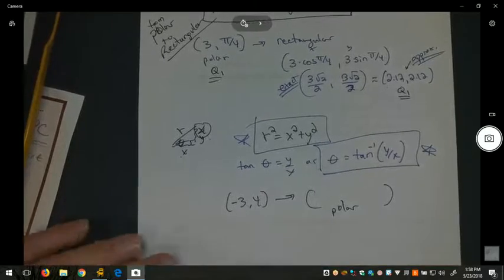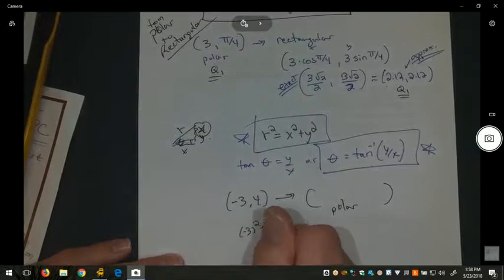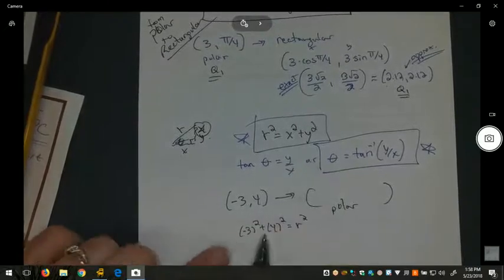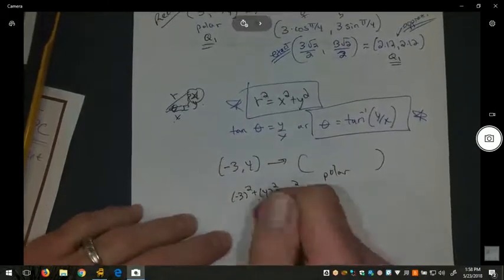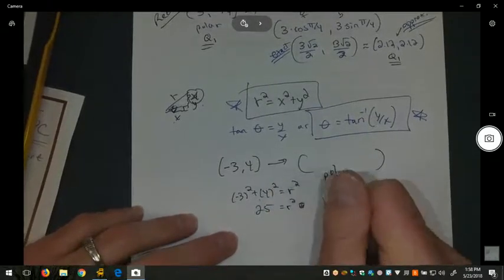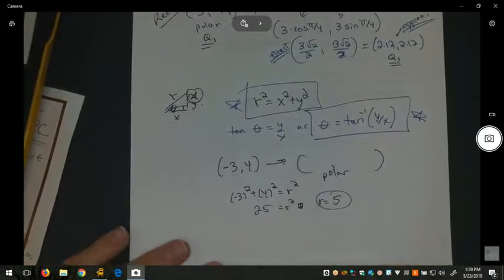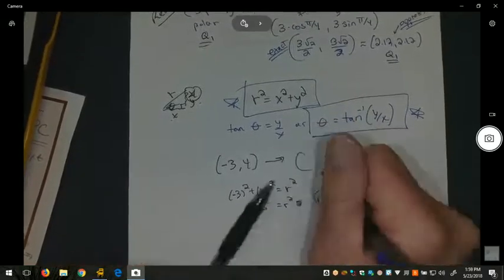To find the radius, that's pretty easy. -3 squared plus 4 squared equals the radius squared. That's going to be 9 and 16, which is 25, which means our radius is 5 or negative 5, which is still going to give us the same circle. We're going to go with the positive. The radius is 5. So we put that right up here.